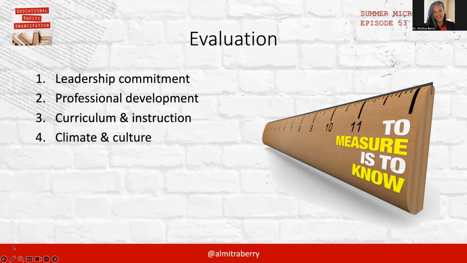Criteria 4 is climate and culture. Now, positive school climate and inclusive culture are what foster belonging and equity. So leaders, make sure that you recognize and address those systemic barriers and biases. Take a look at your climate, take a look at school culture. Where are you on that journey? And what resources do you need to move forward?